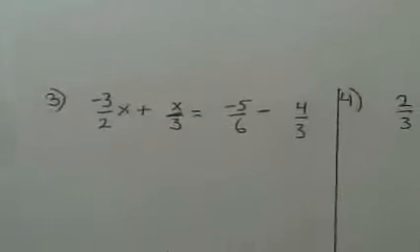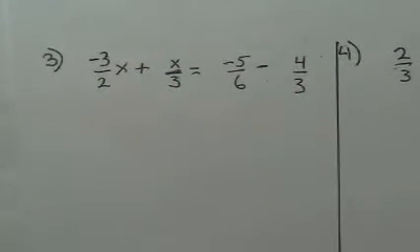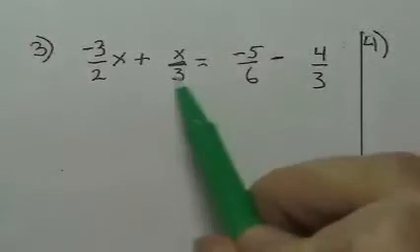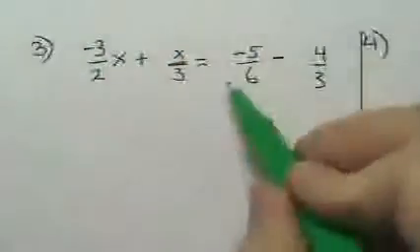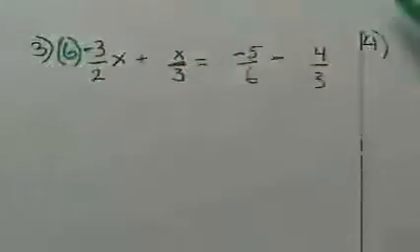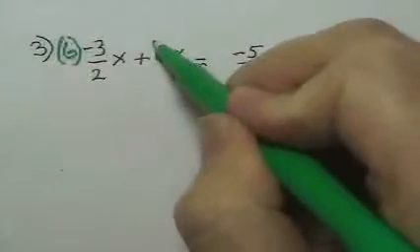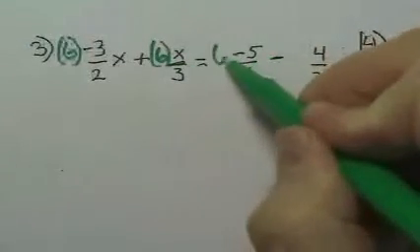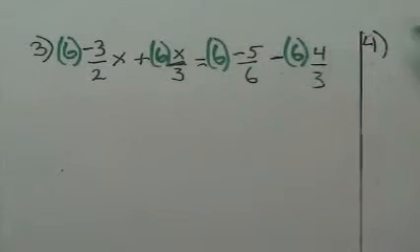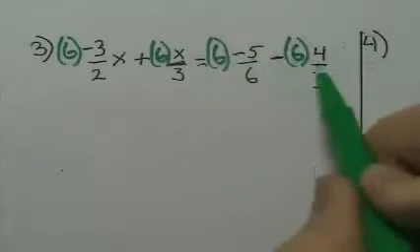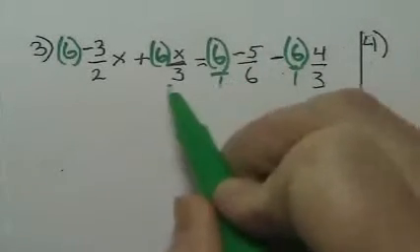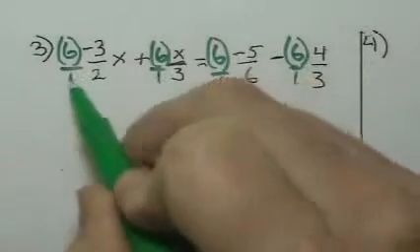Okay, let's go down to number 3. We have a 2, 3, 6, and 3. They all will fit into 6. So I'm going to multiply each term by 6. And remember, when you write this down, multiplying, remember it's on top. So that's why some people like to put a 1 under it, just so they know that.